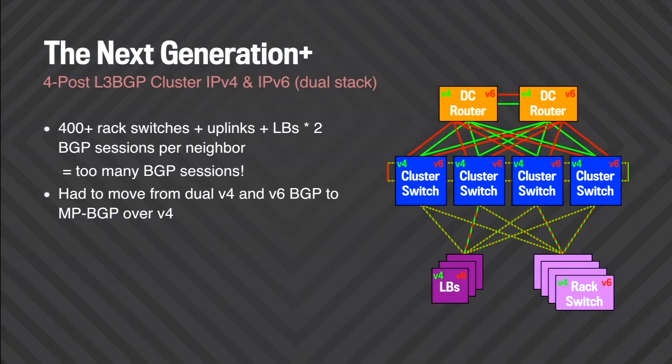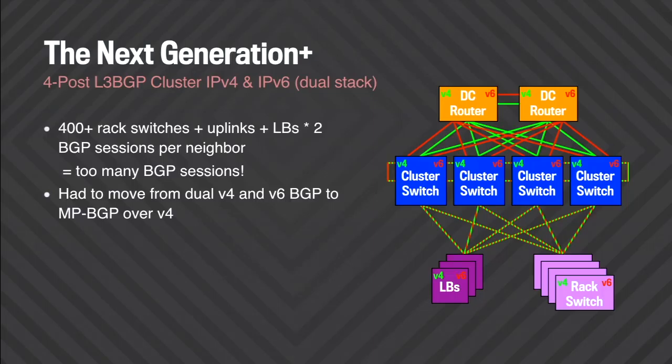So we saw the IPv4 cluster before. How did we do v6? Well, our original plan was to have, like I said, BGP v4, BGP v6. And up to the data center routers, we actually did that. And initially, we did it down to the rack switches as well, until we got to our first big cluster.